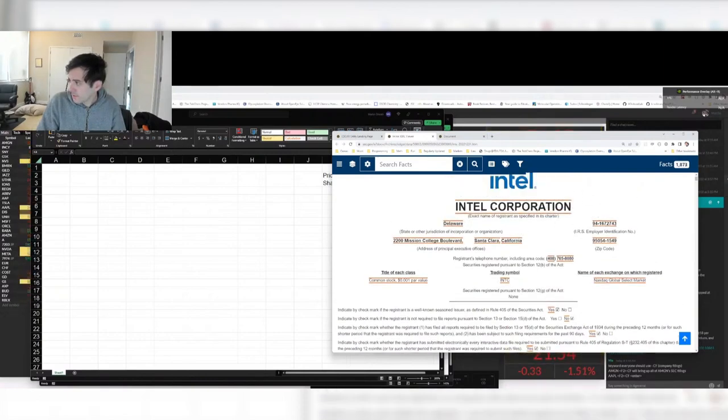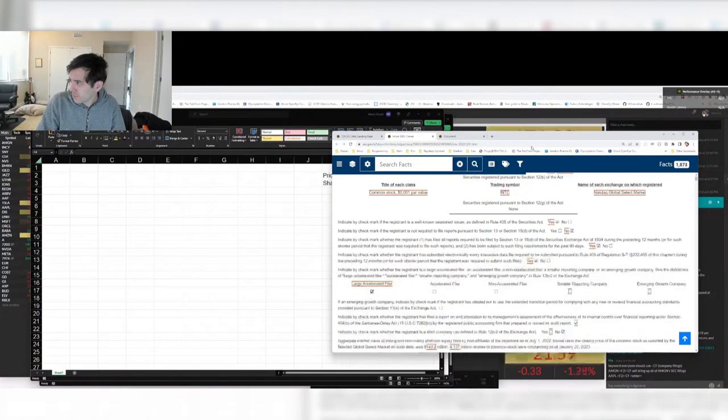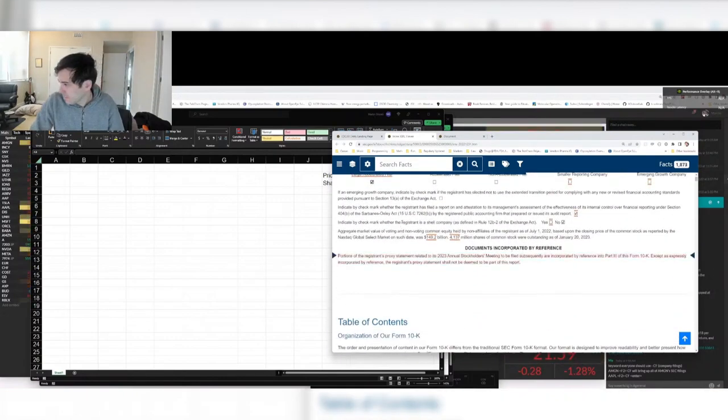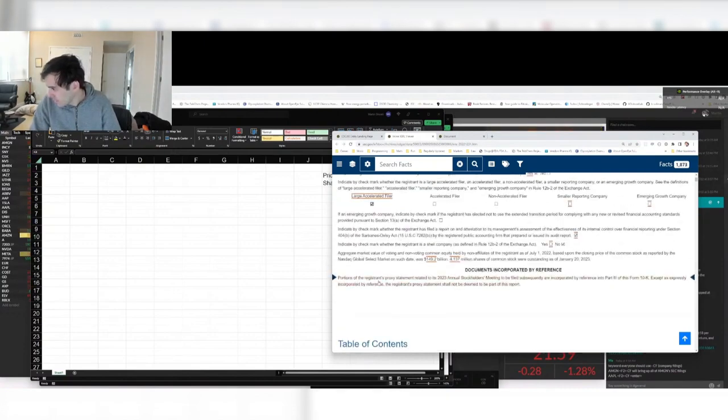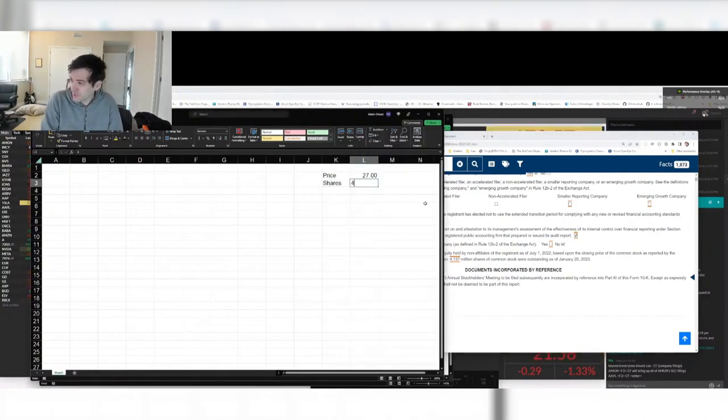The way the SEC loads these things, even a super fast computer like mine gets a little messed up, so it's not a great system. Usually there's a shares outstanding. Here it is, 4,137 million, so 4.137 billion shares outstanding.